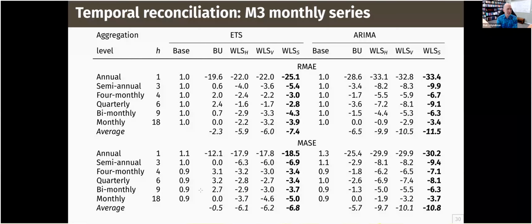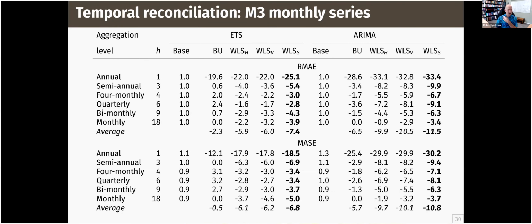Okay, so here are the results. And this is really quite astonishing how much better you get using this very simple approach. So this is across all 1,428 series. What I've got here is the original forecasts. So they're all ones because that's relative to that. And then I've got, if I just used bottom up at the annual level, if I used one of these 3 different types of reconciliation, so that's the annual level here, semi-annual down, and so on.